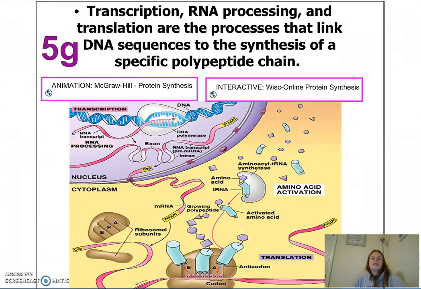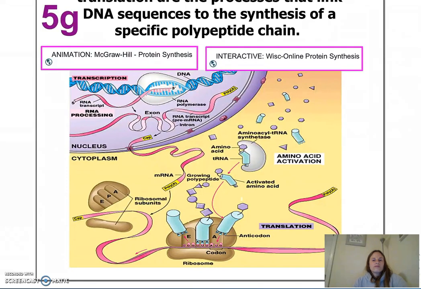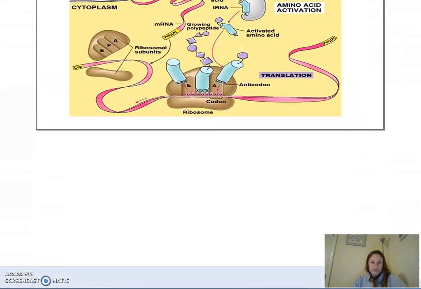This image is an amazing overall picture that captures transcription, RNA processing, and translation, since those are the processes that link DNA sequences to the synthesis of a specific polypeptide chain. I recommend you looking at this image, you've got it in your note packet, and going through and annotating this image. Start with transcription, write out the steps, then go through the steps of RNA processing, and then go through the steps of translation until you ultimately end up with your specific polypeptide chain.